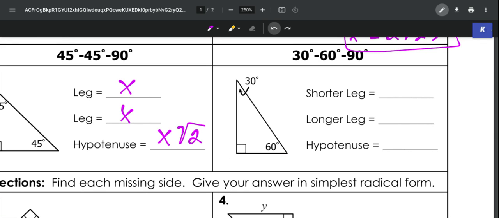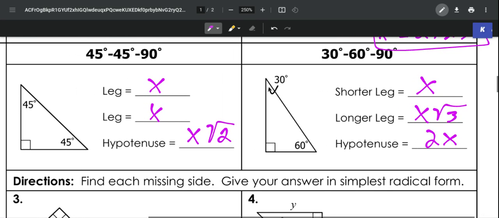So the shorter leg, which is going to be here, that is going to be x. Your longer leg is going to be x radical 3. And then your hypotenuse, which is the diagonal leg, is going to be, I think it is 2x. Yeah, 2x.